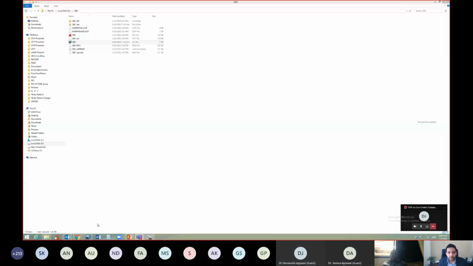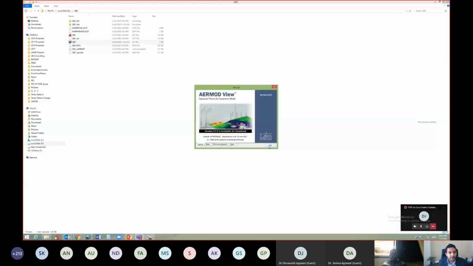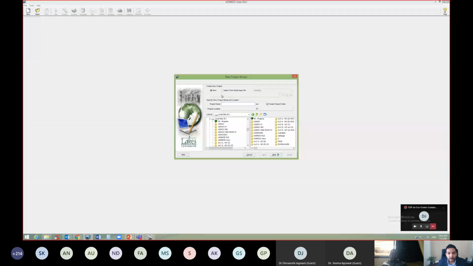All right. Yes. So this is the AERMOD View software, graphical interface developed by Lakes Environmental in Canada. They are associated with one of the companies in Hyderabad. I forgot the name, but they often conduct training courses in India, in Hyderabad, on air dispersion modeling. Okay, so what we are going to do is create a new case as a trial demo.